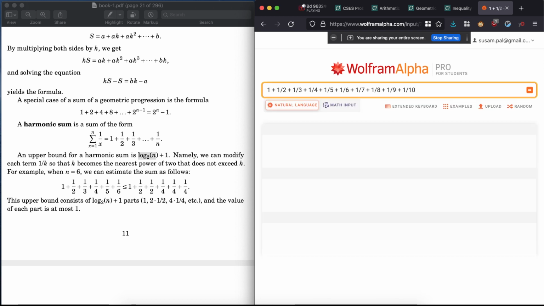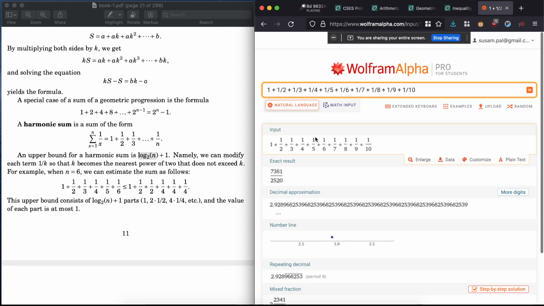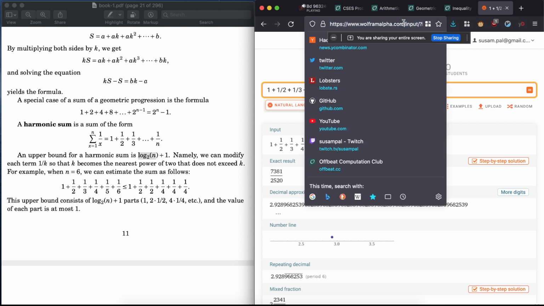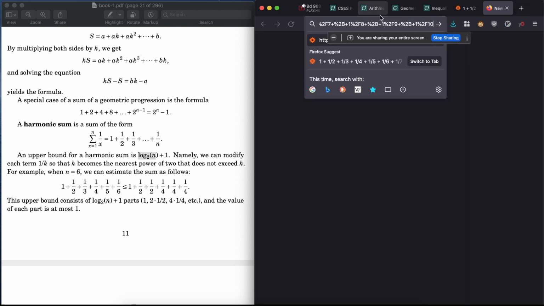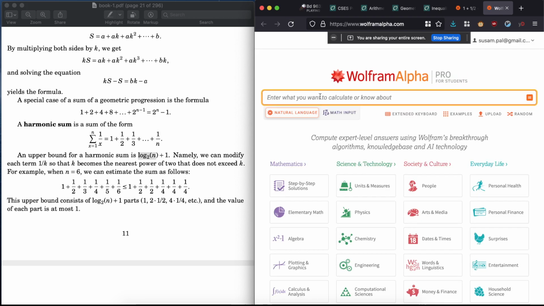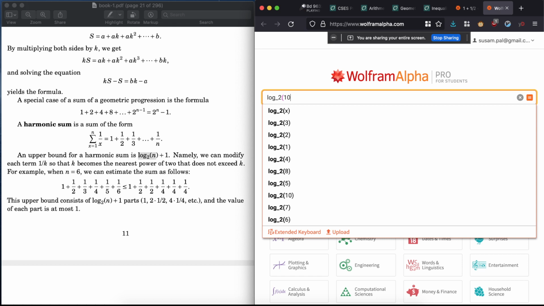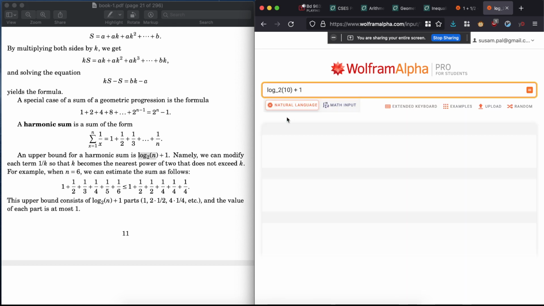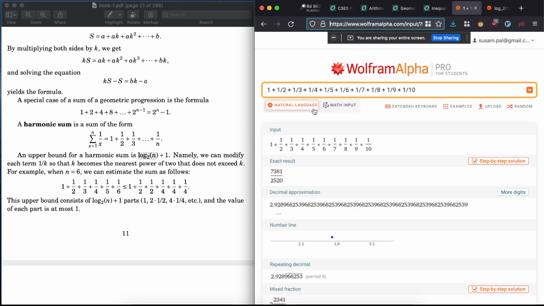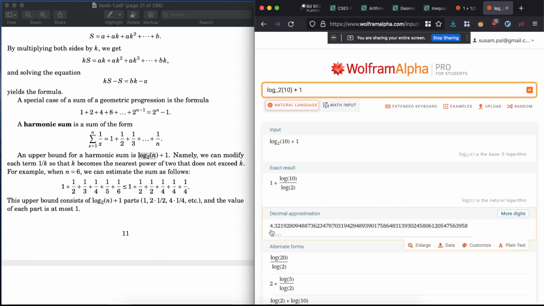Okay, so this is 1, half, 1 by 3 and so on up to 1 by 10. You can see the result is 2.92 something. Let me just use the upper bound formula now and see how good an upper bound we get. So what we are expecting is that it would be less than this number, and this is 4.3, so it is indeed less. So this number here is indeed less than this upper bound formula.